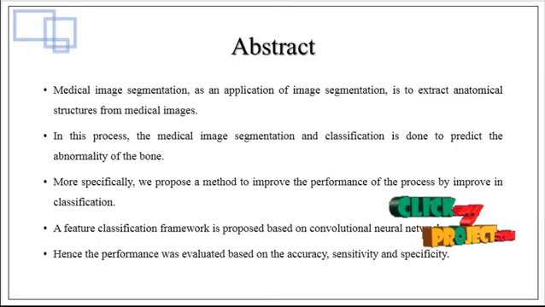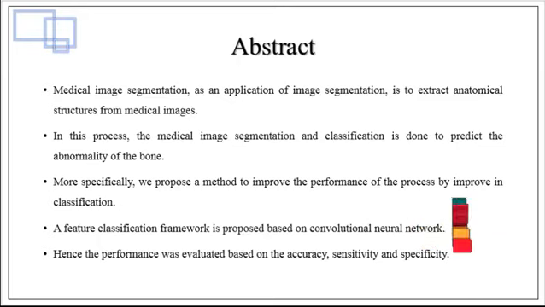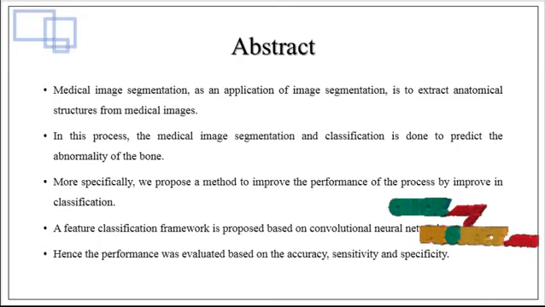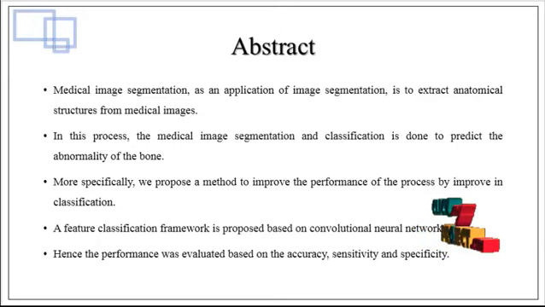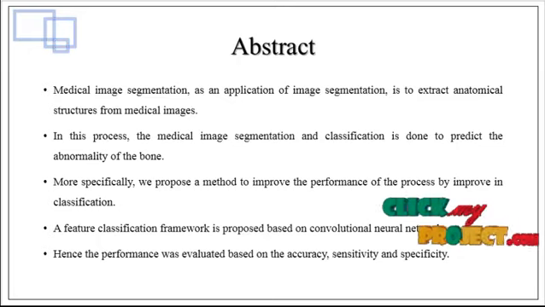Now we are going to discuss the abstract of the process. Medical image segmentation is an application of image segmentation to extract the structural regions from a medical image. In this process, medical image segmentation and classification are done to predict the abnormality of the bone. Hence, the process includes the following steps: segmentation, feature extraction and classification. More specifically, we propose a method to improve the performance of the process through improved classification. Due to improved classification, the performance will automatically improve.